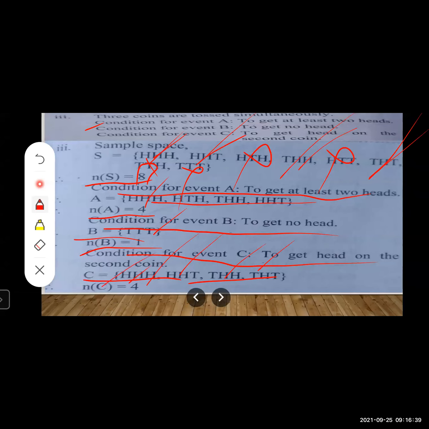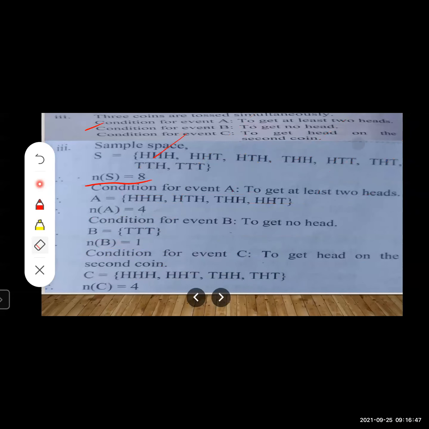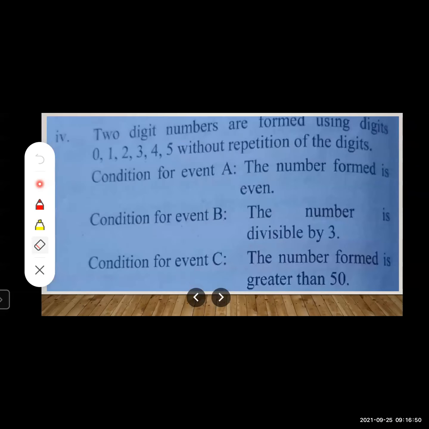Understood, students? Okay, now students, we will move to the next slide. Now, let us read this fourth sum. Two-digit numbers are formed using digits 0, 1, 2, 3, 4, 5 without repetition of the digits. See, students, what do we have to form? We have to form two-digit numbers from which digits? 0, 1, 2, 3, 4, 5.